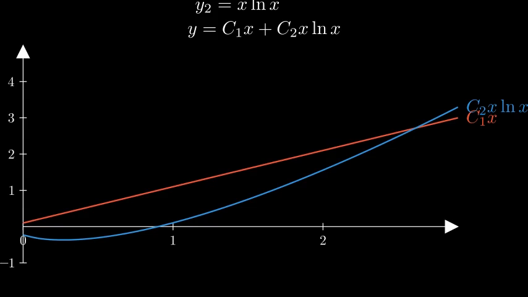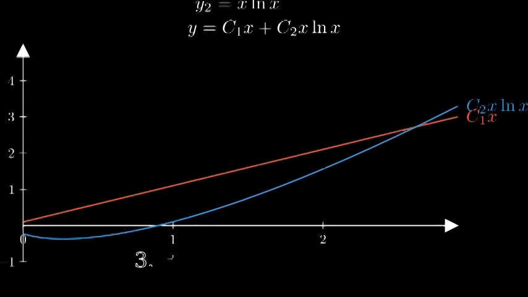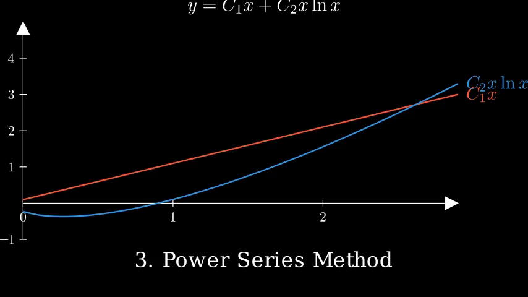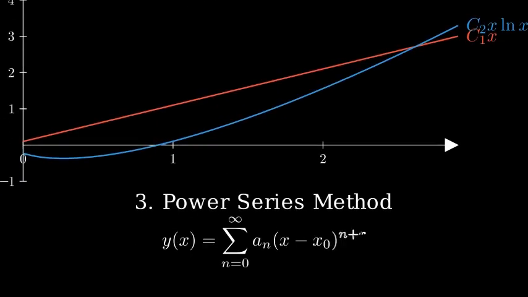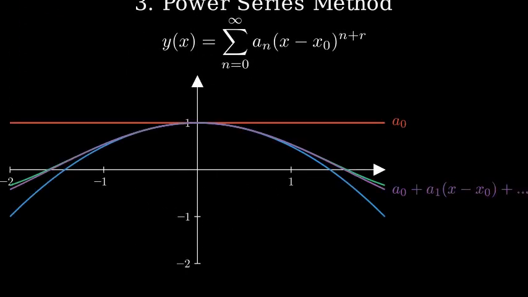Our third method is the power series method. This approach is useful when the coefficient functions p of x and q of x are analytic at a point x0. The idea is to look for a solution in the form of a power series. y of x equals the sum from n equals 0 to infinity of a sub n times x minus x0 to the power of n plus r, where r is determined by the indicial equation.